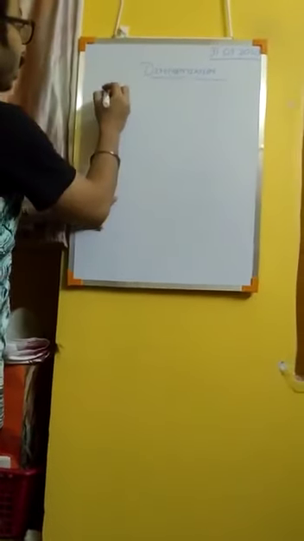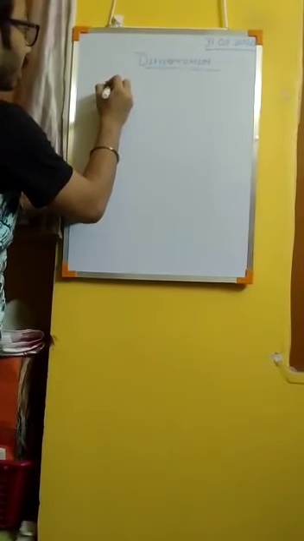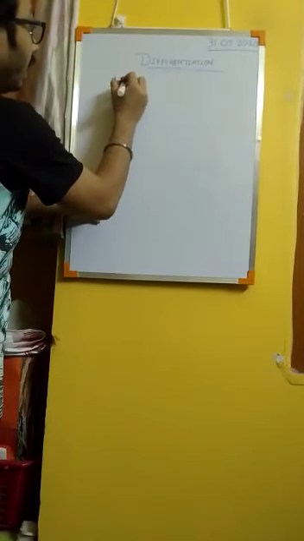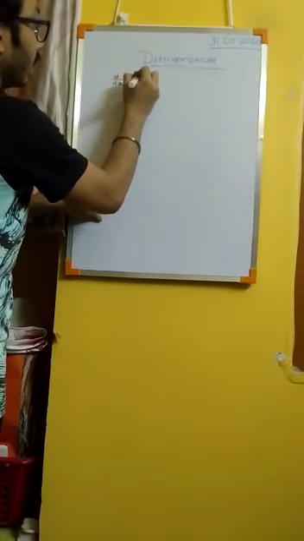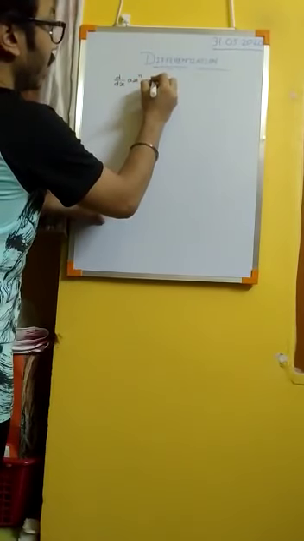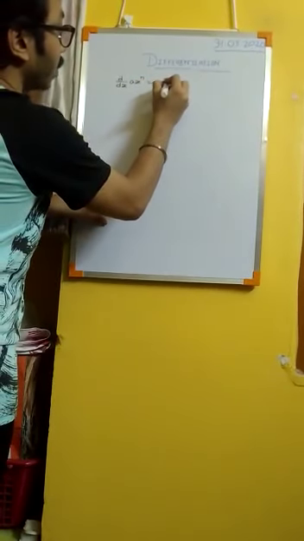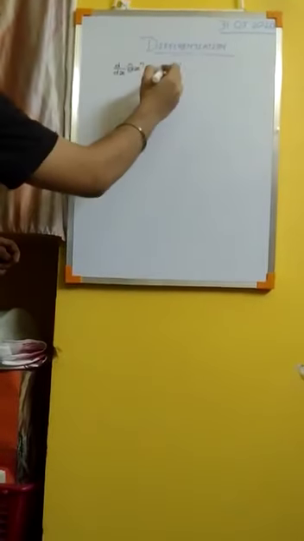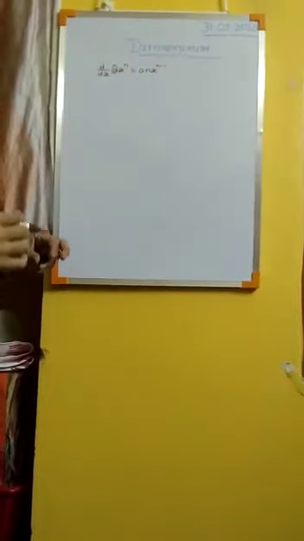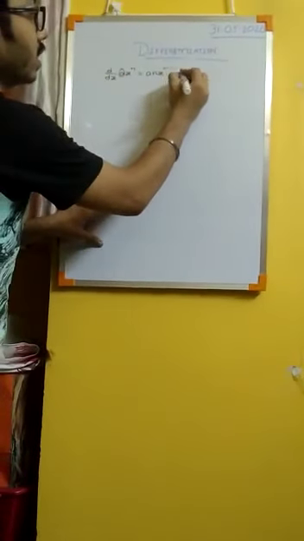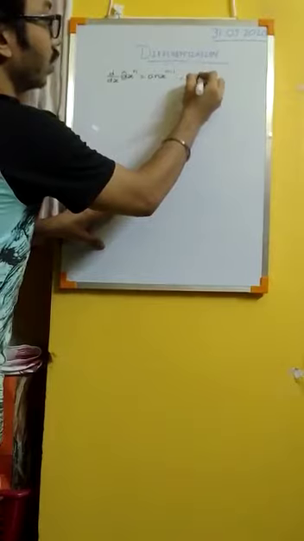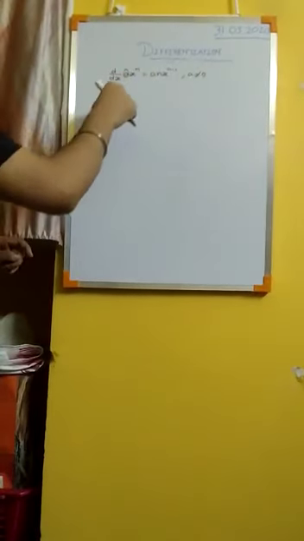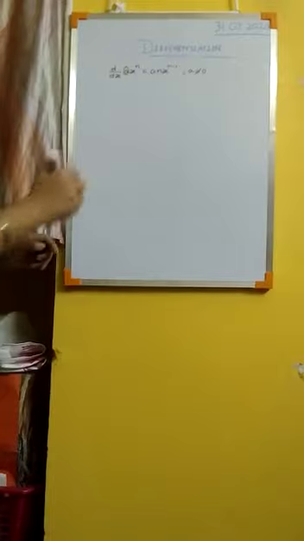The next formula is d/dx of a x to the power n equal to a n x to the power n minus 1. The change is that here we have a constant, which is a. The criteria is a cannot be 0, because if a is 0, then this will be 0.